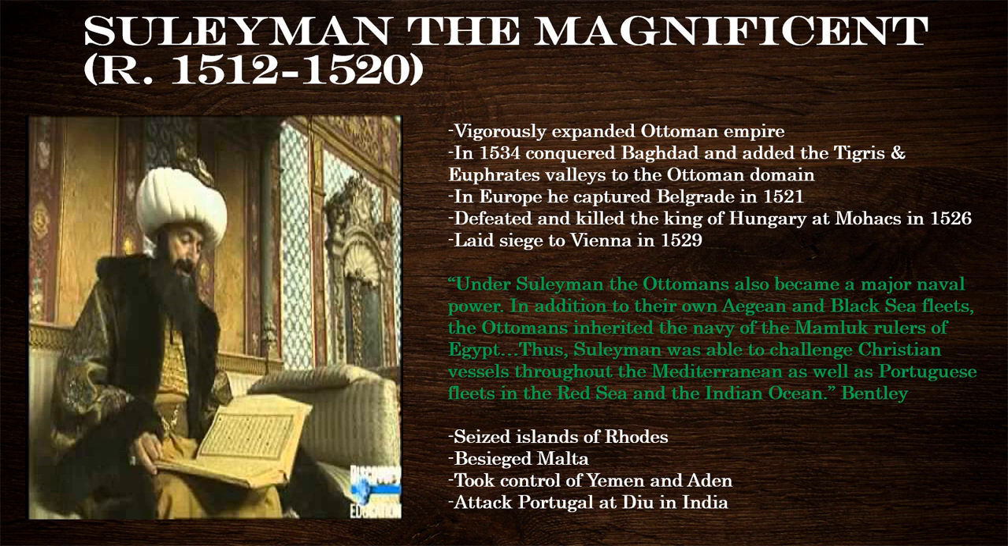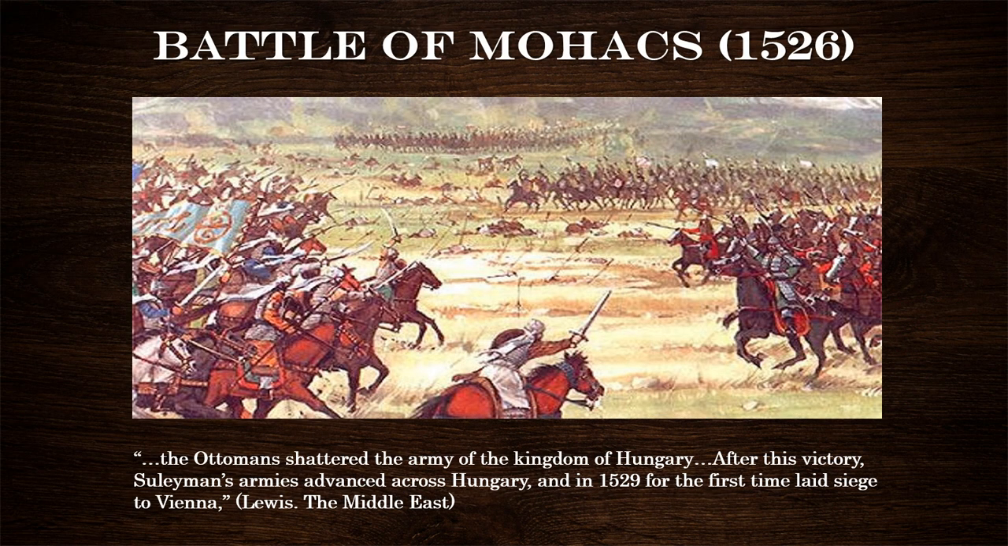Again, the Siege of Vienna may be the most famous of these to the Europeans for sure, because of how much it forced the European continent to take notice of the Ottomans from this point forward. The Battle of Mohacs, just previously mentioned, the Ottomans, according to Bernard Lewis, here shattered the army of the Kingdom of Hungary. After the victory, Suleiman's armies advanced across Hungary and in 1529, for the first time, laid siege to Vienna. So Mohacs, in a sense, opened up the possibility after the Hungarian army was defeated. It was kind of clear sailing, or riding in this case, all the way west to Vienna.